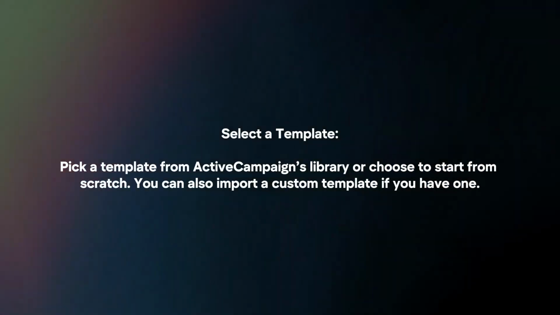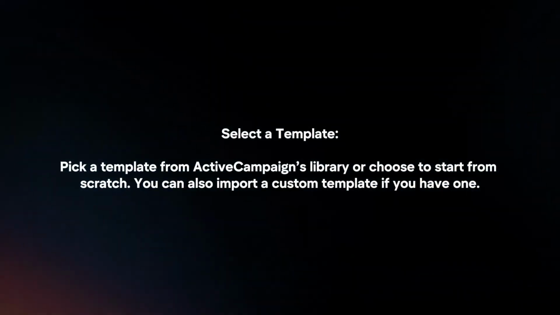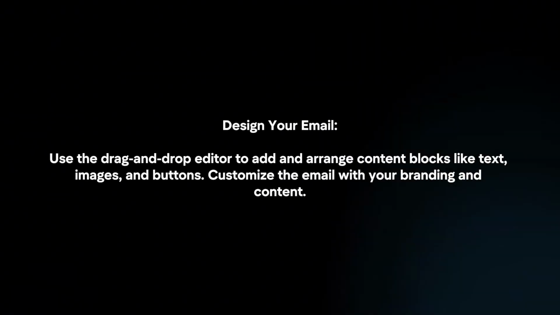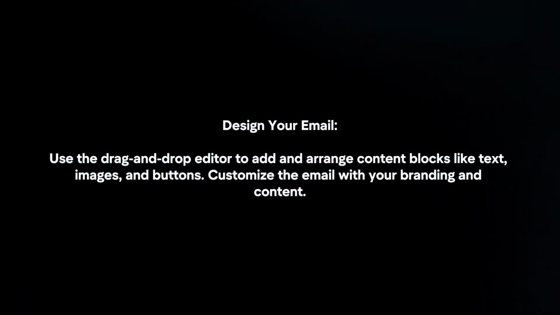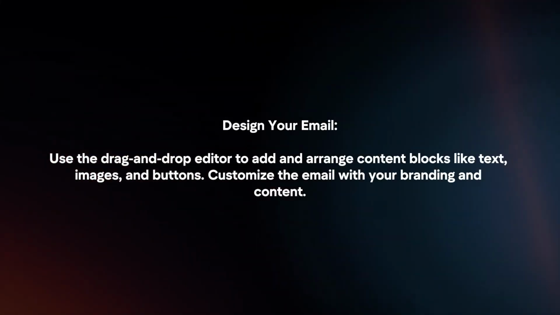Select a template. Pick a template from ActiveCampaign's library or choose to start from scratch. You can also import a custom template if you have one. Design your email. Use the drag and drop editor to add and arrange content blocks like text, images, and buttons. Customize the email with your branding and content.